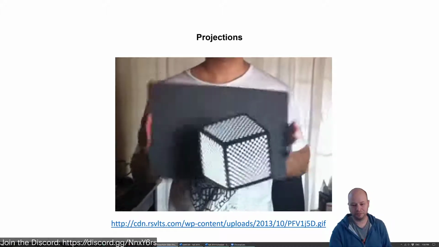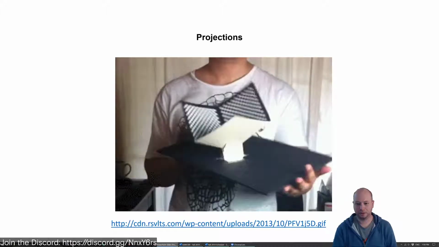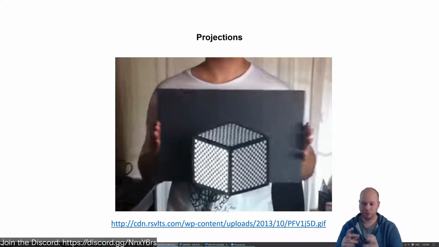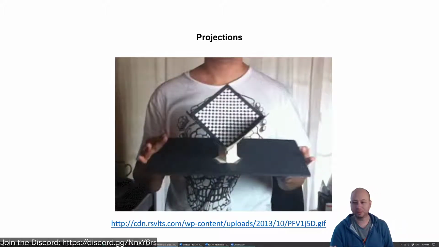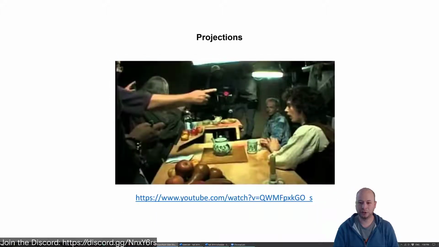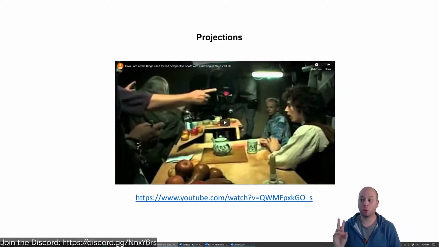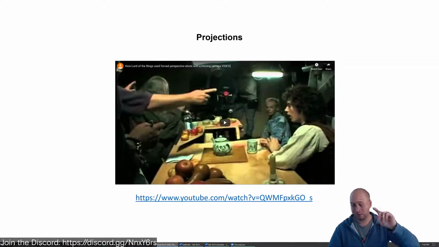Here's another example of the same idea. It looks like a floating cube, but really it's just a piece of paper that's concave. A really good example of what's called forced perspective is in the movie Lord of the Rings, where they had these hobbits, which were mini people, but not small people. They were just smaller people, and they used forced perspective to create that illusion.